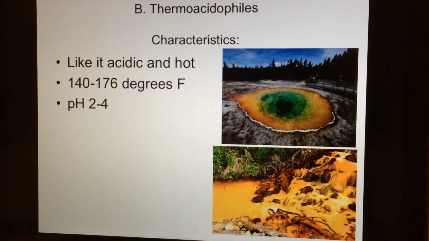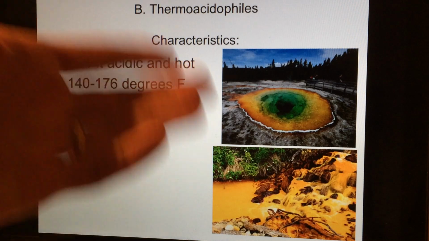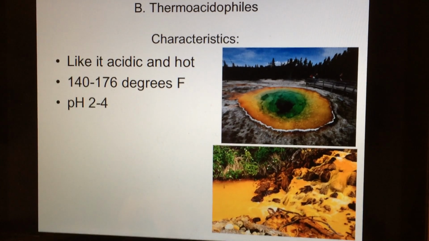Next, how low of a pH? 2 to 4. Now, how does regular life like their pH? Somewhere around 7, like 6.4 to 7.4. Somewhere in there, that's where we exist internally and externally. But these guys like it extremely acidic, which would burn your skin, no doubt.